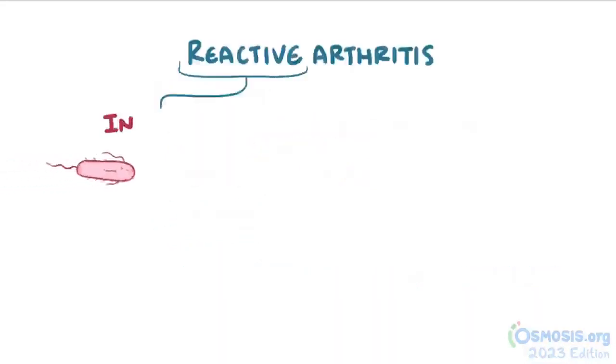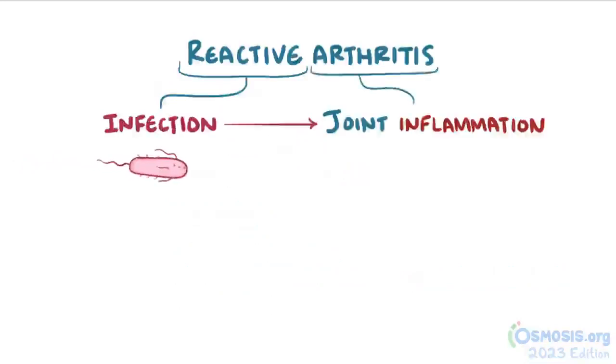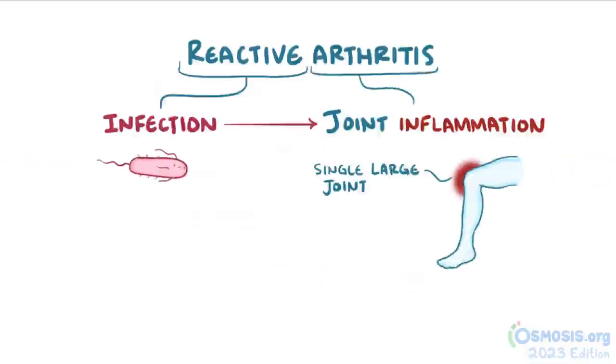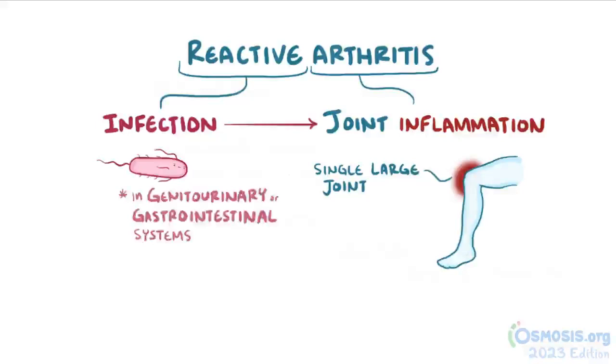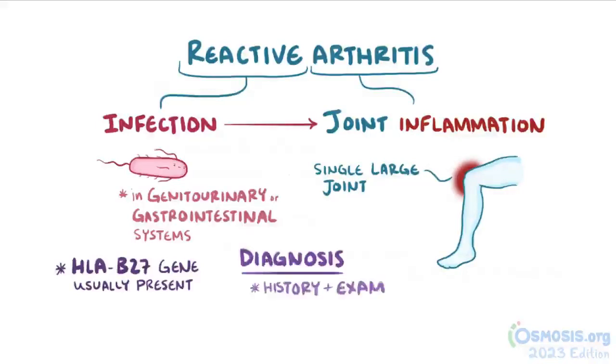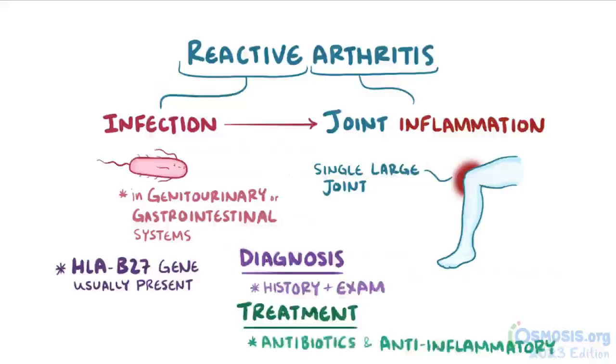Alright, as a quick recap, reactive arthritis is when an infection triggers joint inflammation somewhere else in the body, usually in a single large joint. Typically, the initial infection happens in the genitourinary or gastrointestinal system, and the gene HLA-B27 is present in most of these individuals. Diagnosis is made on history and examination, and treatment is with antibiotics and anti-inflammatory medication.